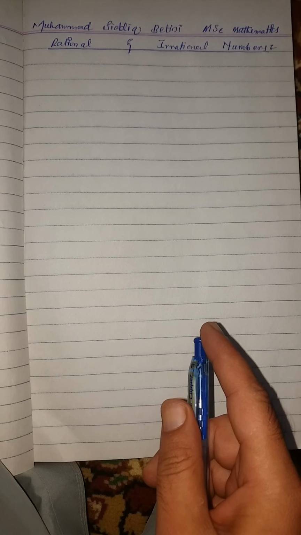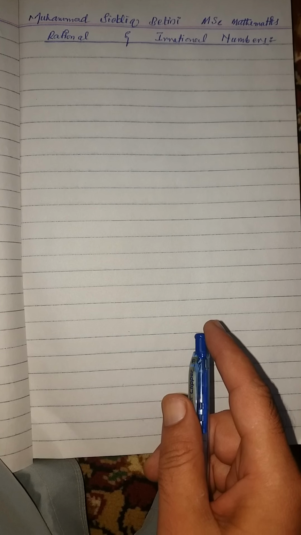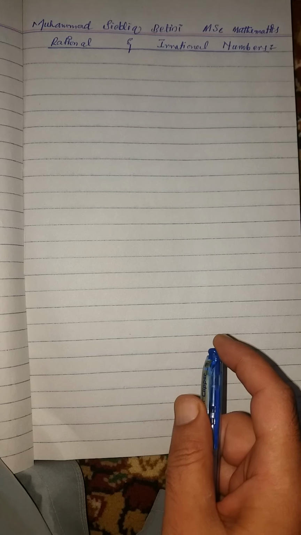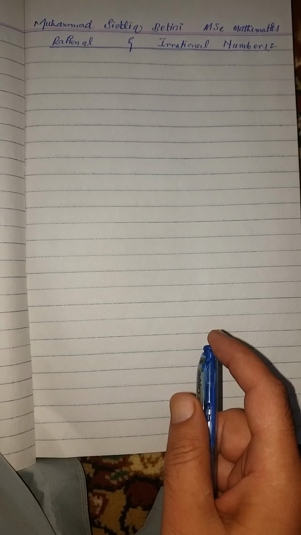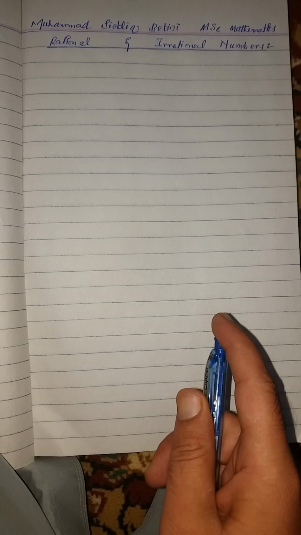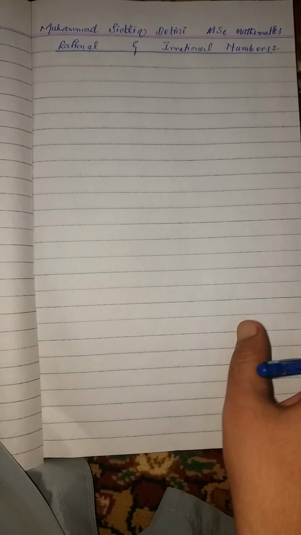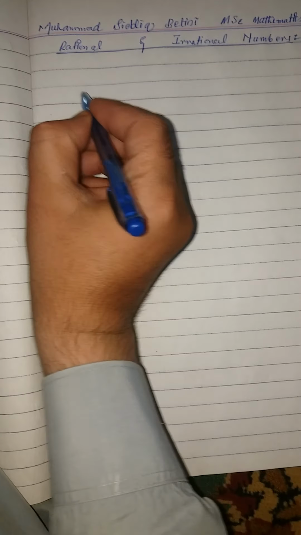Today in this short video lecture, we will be talking about rational and irrational numbers. More importantly, we will prove whether pi is a rational or irrational number. If it is rational, why is it rational? If it is not rational, why is it not so? So let's proceed. What is a rational number?